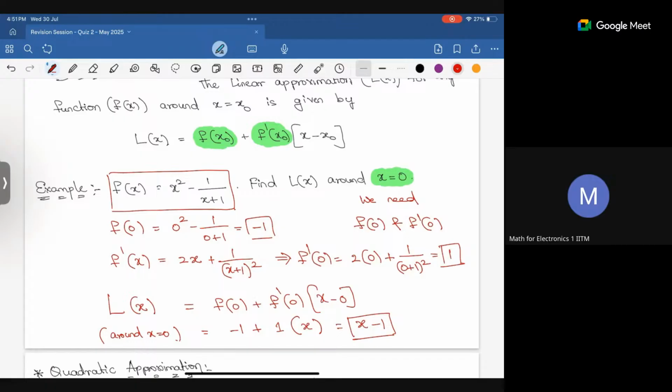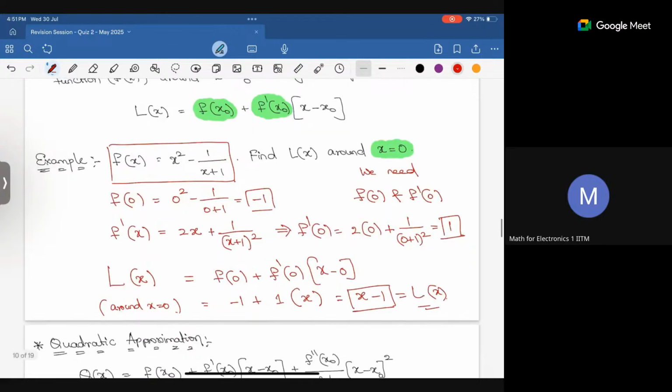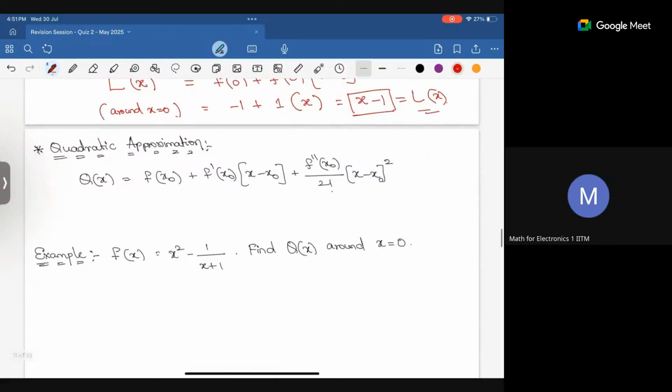Okay, so that is why we use these approximations. So this is L of x. Alright, so that is linear approximation. For quadratic approximation, we will have one more term, which will be f double prime of x naught divided by 2 factorial into x minus x naught whole square. So quadratic approximation is like we are going to approximate a function in terms of a quadratic function. So once it is quadratic, we will have an x square term coming into the picture.